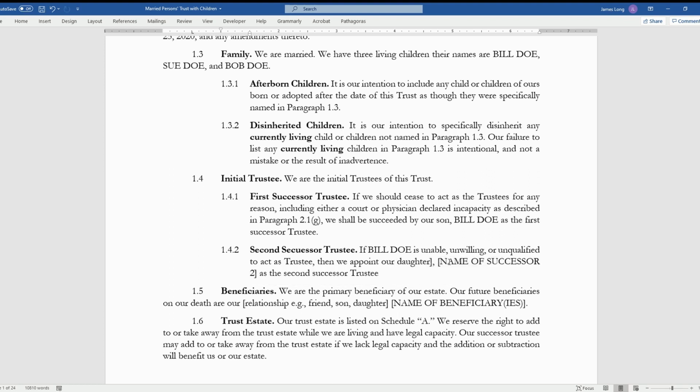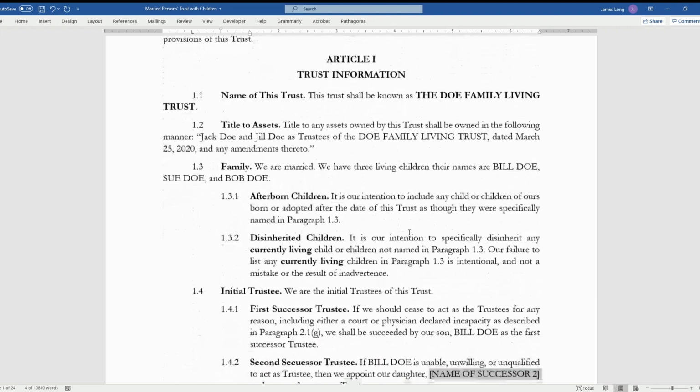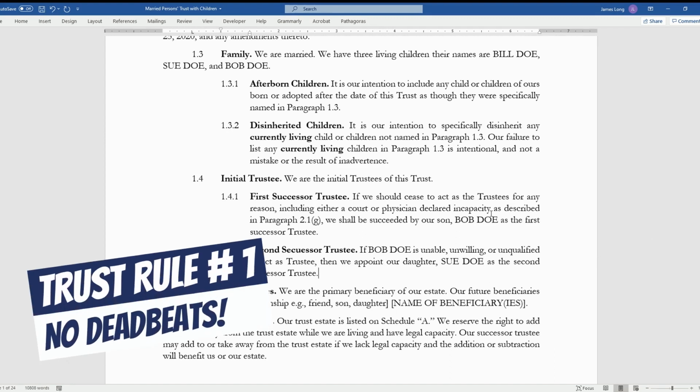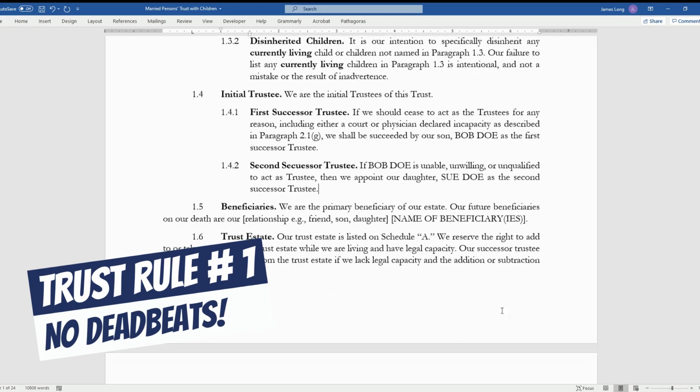They wanted Sue to be the second successor after Bill because, oh, wait, no. No. Bill's the deadbeat, right? Yeah, Bill's the deadbeat. We don't want Bill. We want Bob. Bob Doe. Oh, Bob Doe. I know that Sue is going to be the successor, the second successor. All right. There you go. Don't put deadbeats as trustees.